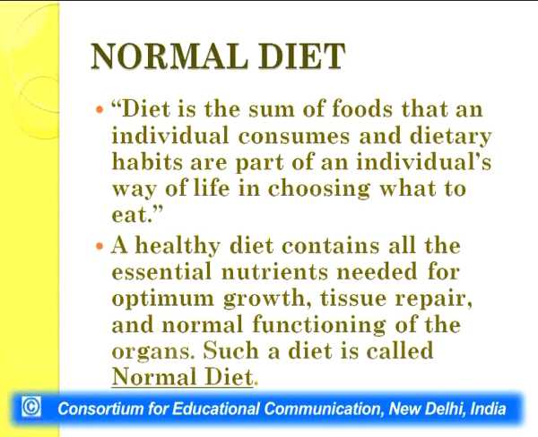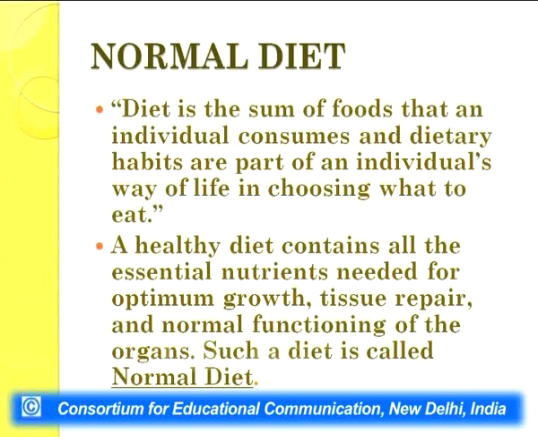So before starting with therapeutic nutrition, it is important for you to understand the normal diet. You can say the normal diet which we eat in our day-to-day life, daily schedule, daily menu you can say. So diet is the sum of foods that an individual consumes, and dietary habits are part of an individual's way of life in choosing what to eat. A healthy diet contains all the essential nutrients needed for optimum growth, tissue repair and normal functioning of the organs. Such a diet is called normal diet.